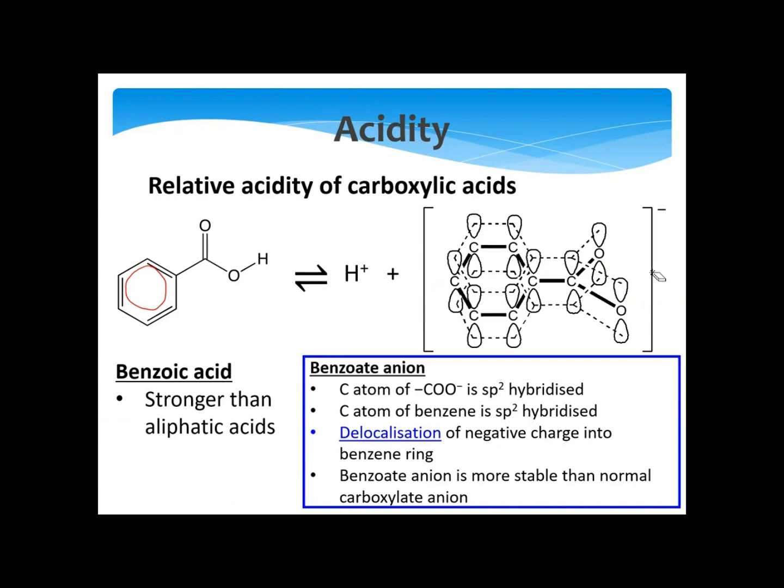Because of the overlapping of the p orbitals, the negative charge can delocalize into the benzene ring and make the benzoate anion more stable, or stabilize the benzoate anion, making benzoic acid a stronger acid. But this only happens when the COOH is directly bonded to the benzene ring. Then we can use this factor to explain.